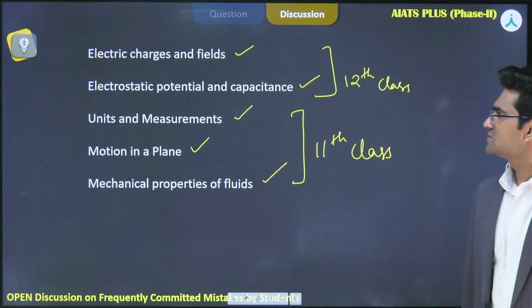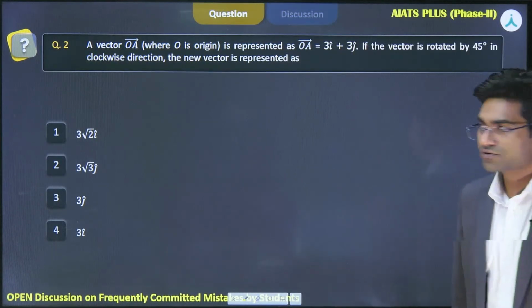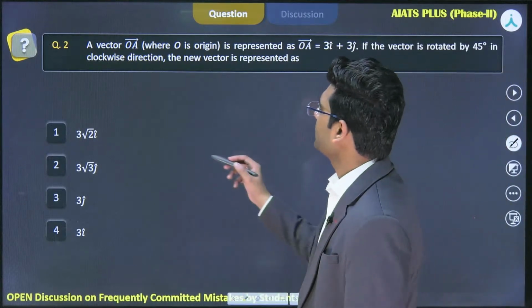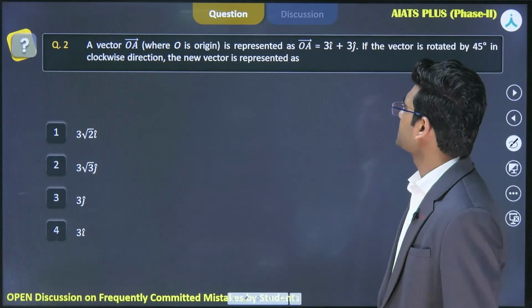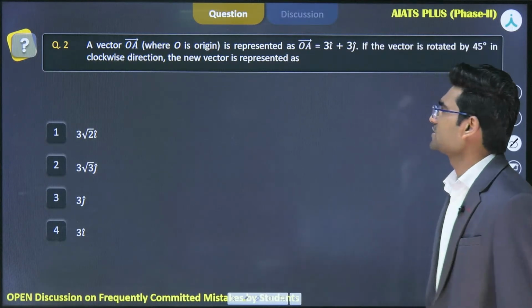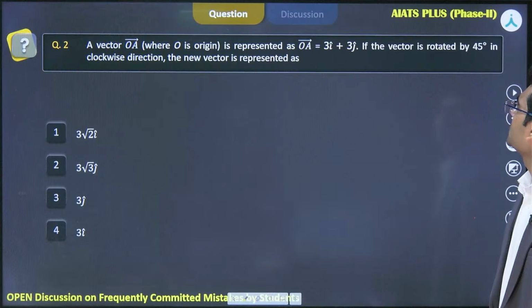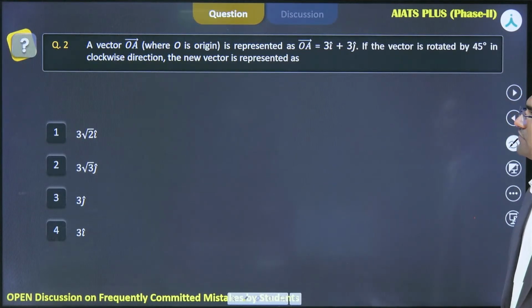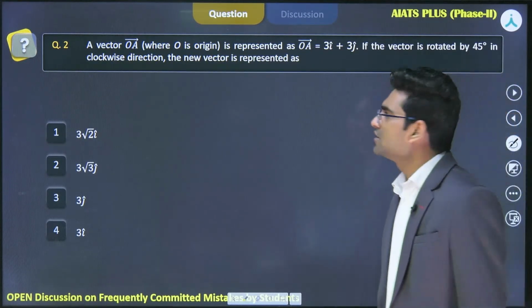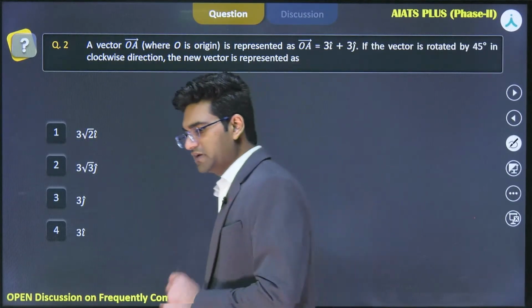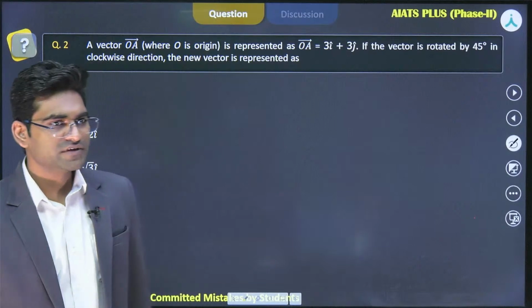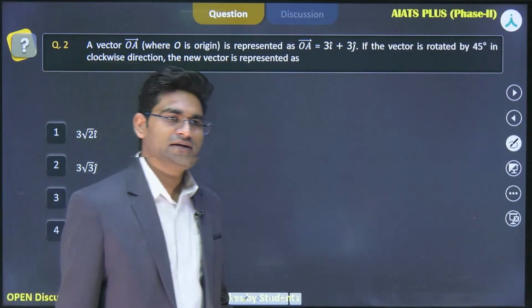Let's move to the questions then. This is the first question on your screen and it says: a vector OA, where O is origin, is represented as OA vector equal to 3i cap plus 3j cap. If the vector is rotated by 45 degree in clockwise direction, the new vector is represented as. Before solving this question, let's see the concept behind it.